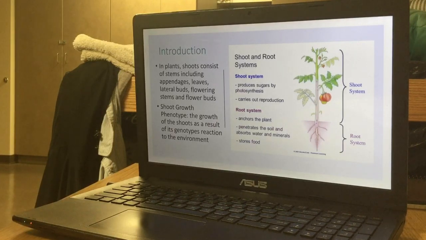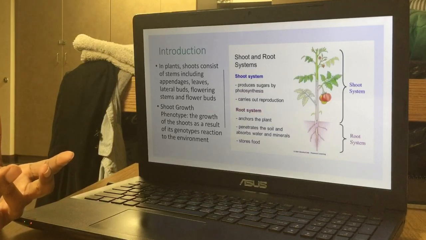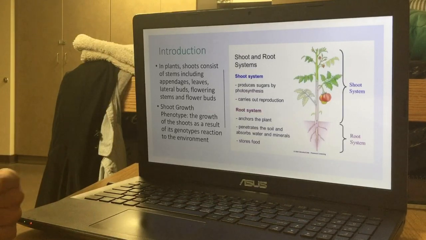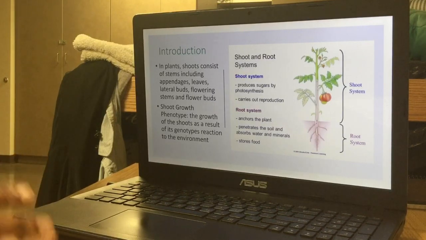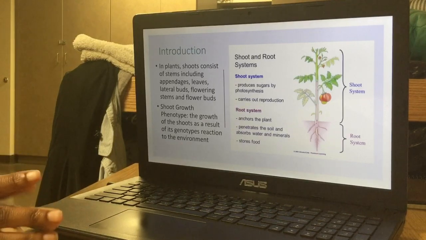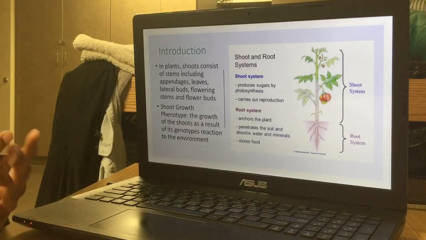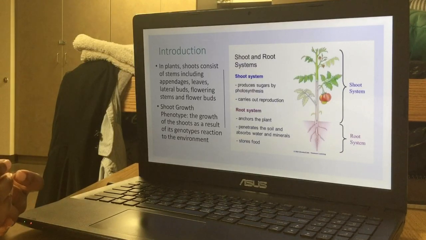So shoot growth phenotype is basically the growth of the shoots as a result of the phenotype and how it reacts to the environment. An example would be a plant that is growing in a location where there's not a lot of sunlight. This may impact the plant in a negative way. It would impact the shoot growth in that the shoot wouldn't be as large as it would be in the sun.